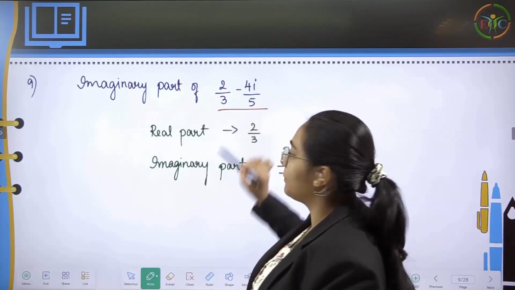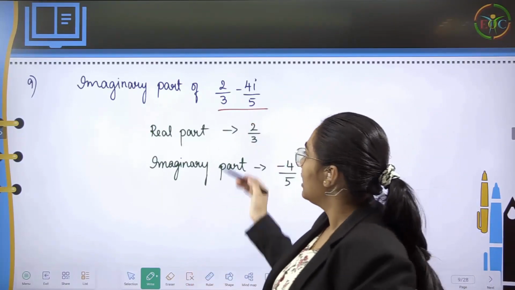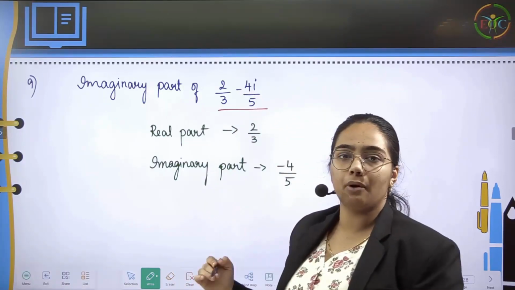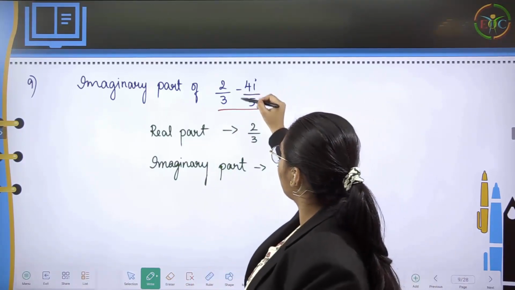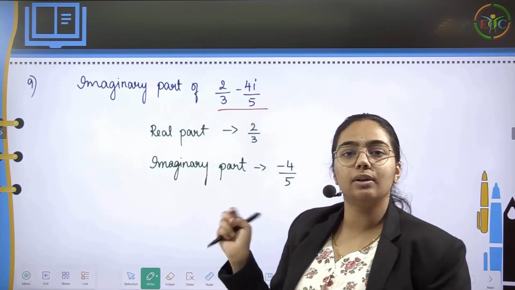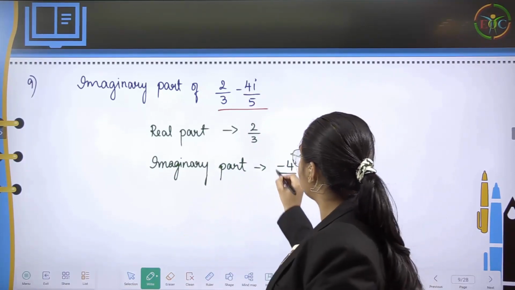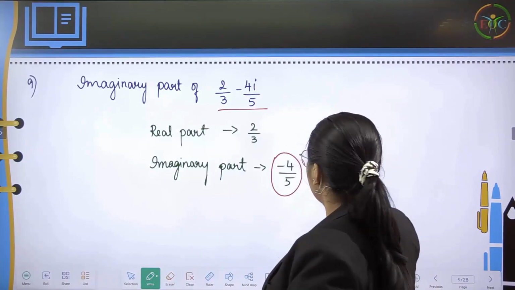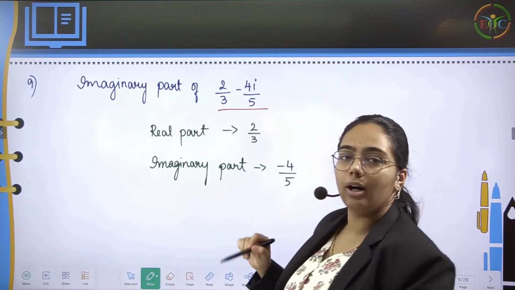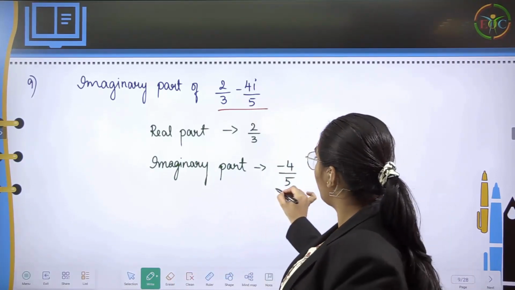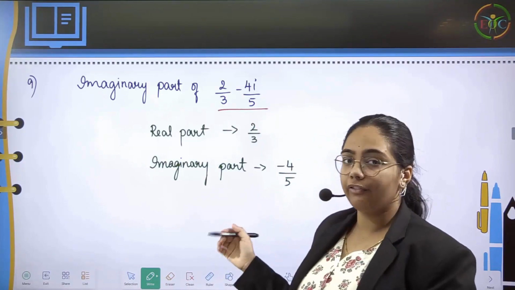Similarly, if they have given a fraction, the real part is going to be 2 upon 3, and for the imaginary part you also have to consider the sign. Even if it is negative, you should consider the sign as well, right? See over here it is minus 4 upon 5i, so the imaginary part is going to be minus 4 divided by 5.